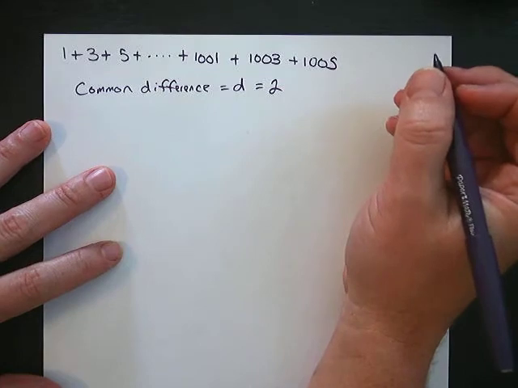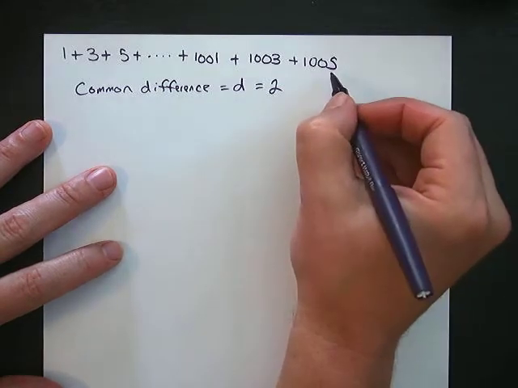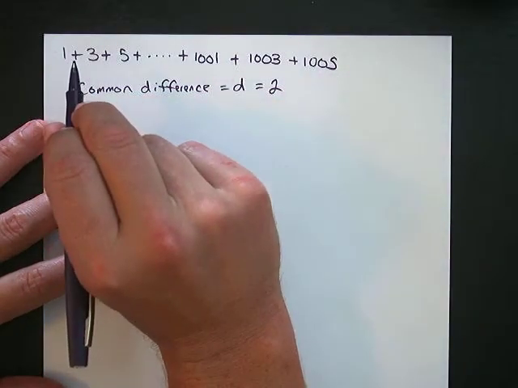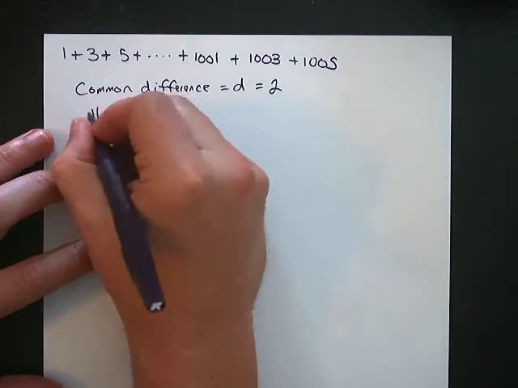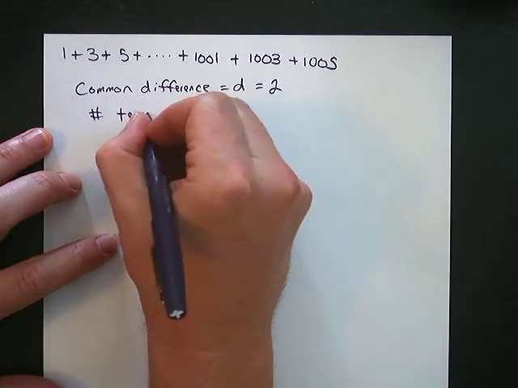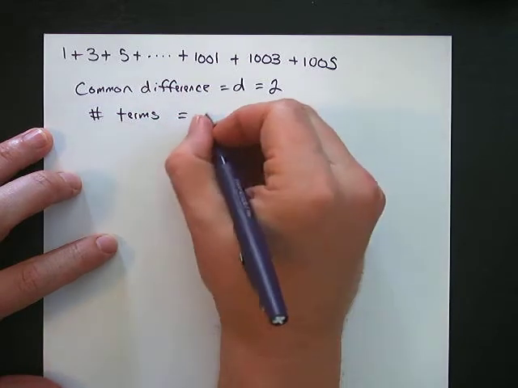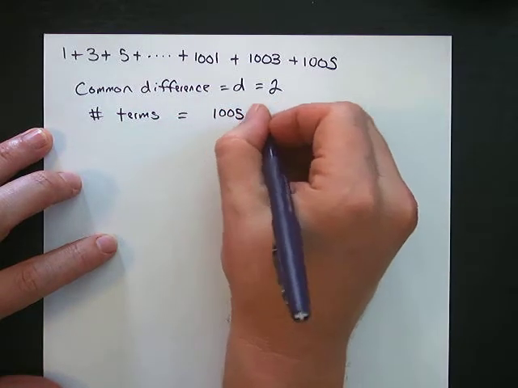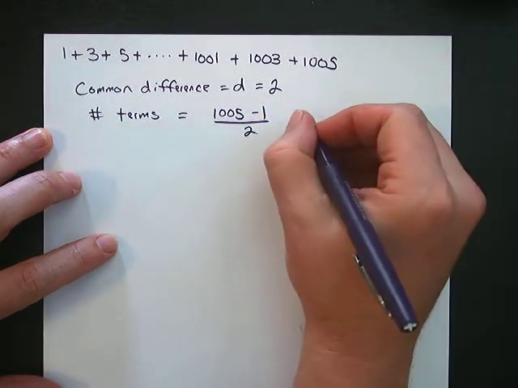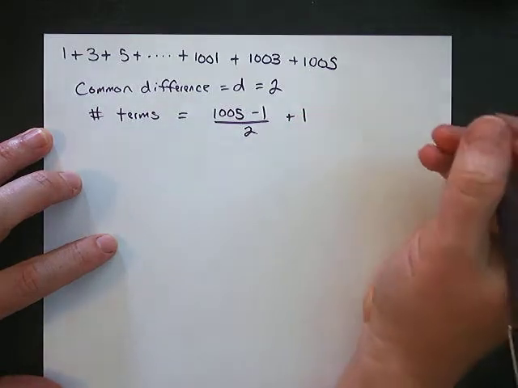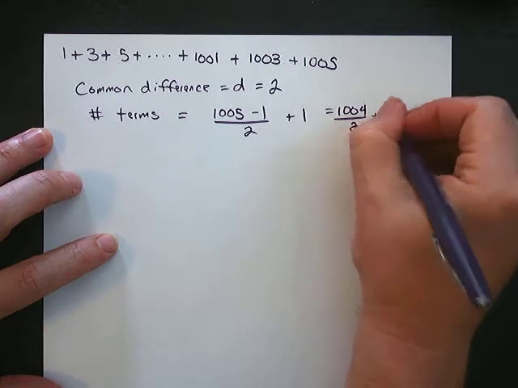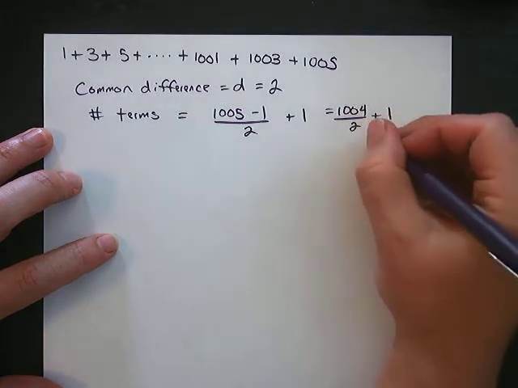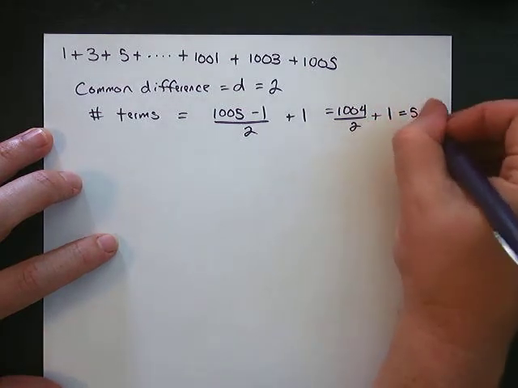Now what about the number of terms? Remember, we did the last term minus the first term, divide by the common difference, and add 1. So the number of terms is equal to 1005 minus 1, divided by 2, plus 1. Okay, so that's 1004 divided by 2 plus 1. That's 502 plus 1, or 503. So 503 terms.